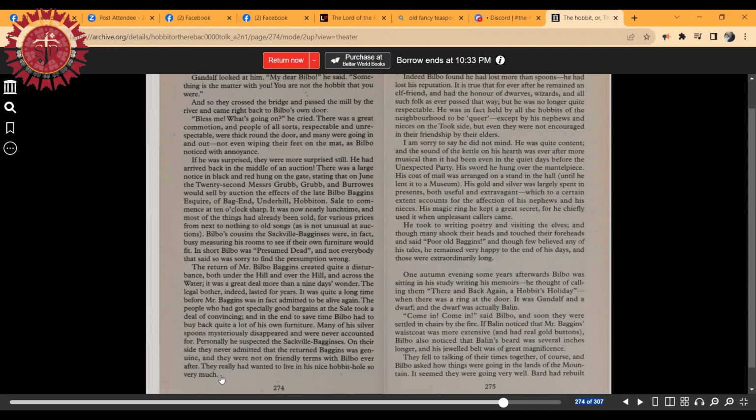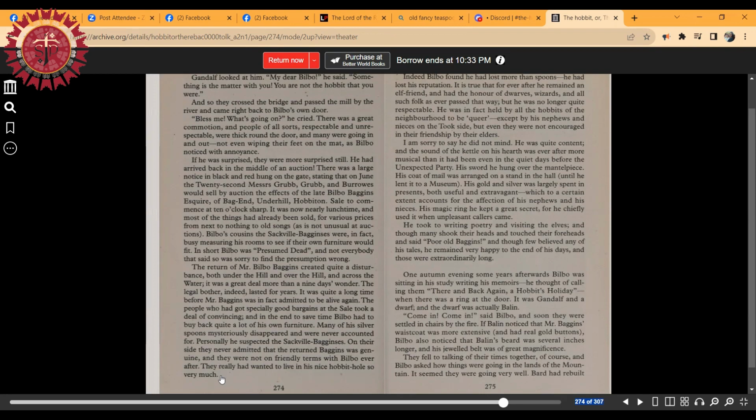The return of Mr. Bilbo Baggins created quite a disturbance, both under the hill and over the hill and across the water. It was a great deal more than a nine days' wonder. The legal bother, indeed, lasted for years. It was quite a long time before Mr. Baggins was in fact admitted to be alive again.